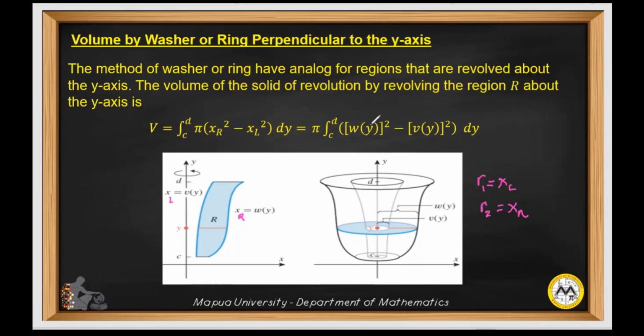Okay, so again, we have to remember that if we will use the washer or ring method, the region R must not touch the axis of revolution, and the element must be perpendicular to the axis of revolution, just like in the disc method. Now, to illustrate how to find the volume using the washer method or the ring method, let me share this time the whiteboard.